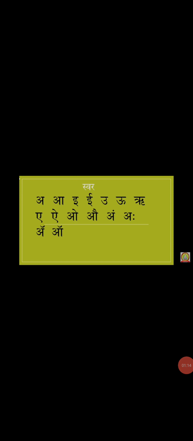Here, students, we have the Marathi Swar. Now students, do you know how many Swar there are? Come on, let's read. A, Aa, E, Ee, U, Oo, Ru, A, I, O, O. These are the 12 Swar.